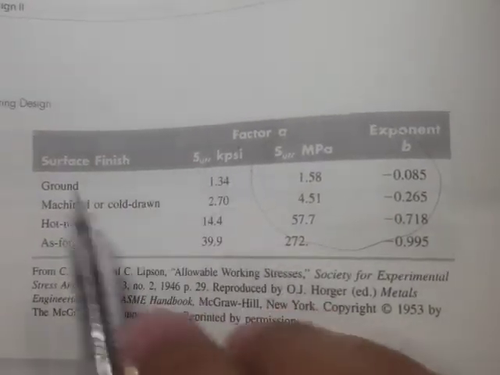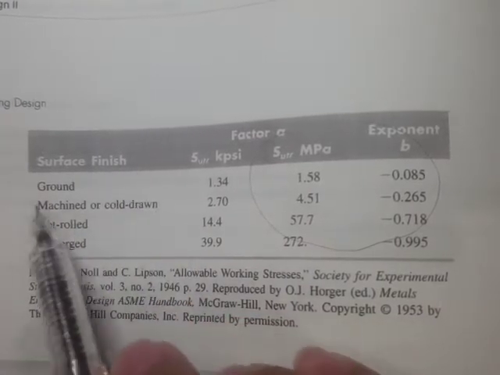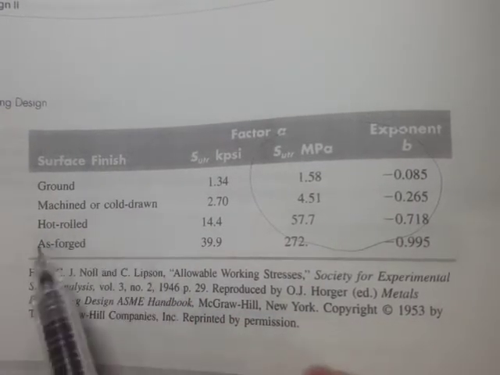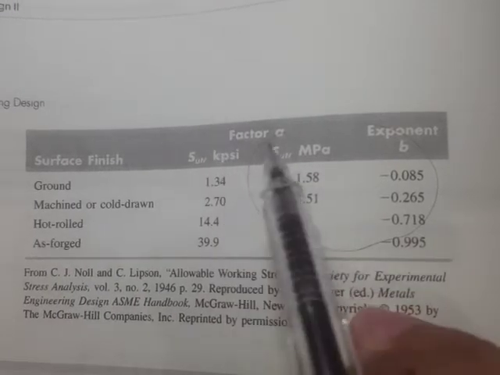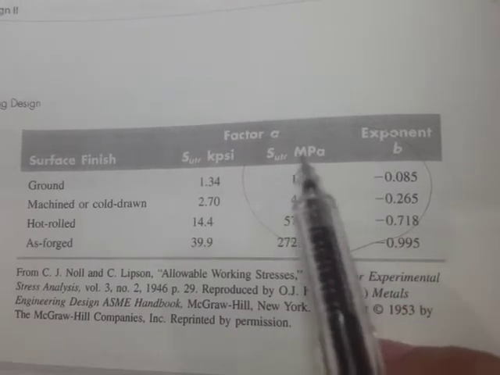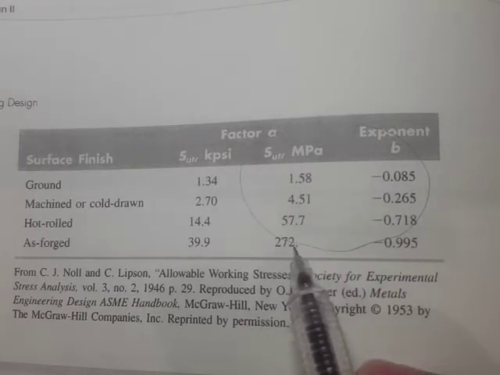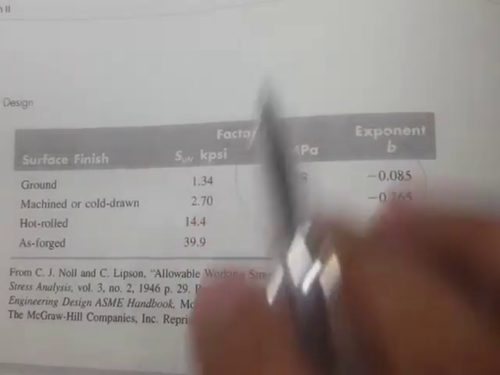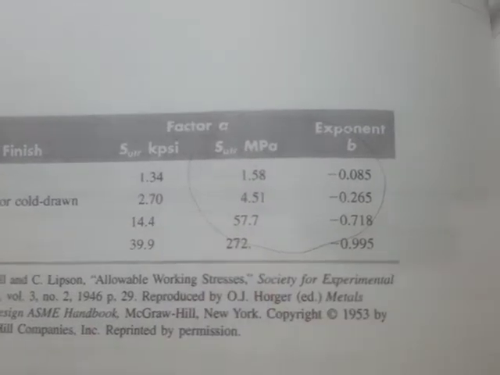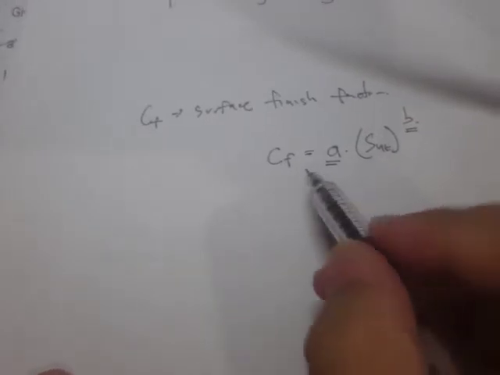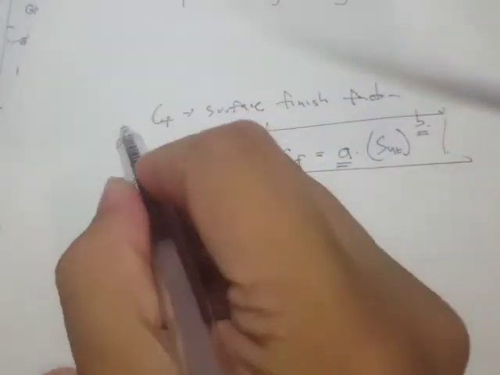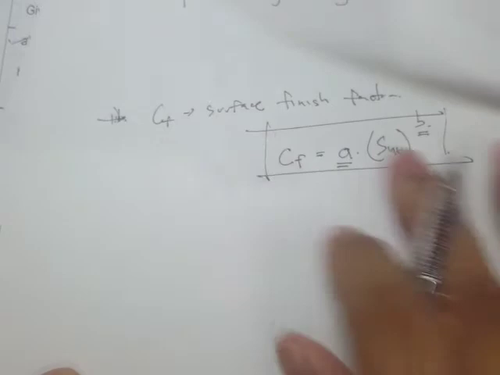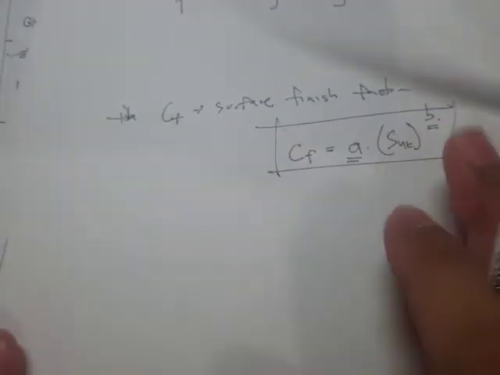Right here, for example, if we have a surface finish of ground, machined, cold drawn, hot rolled, or as forged, then the value of A in terms of megapascals is, let's say, 1.58, and for the exponent b it is negative 0.085, and so on. So you just have to go to this table and apply the values in this equation, and you can obtain the surface finish factor.